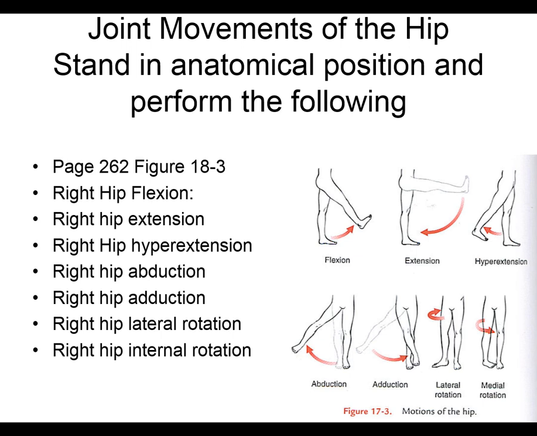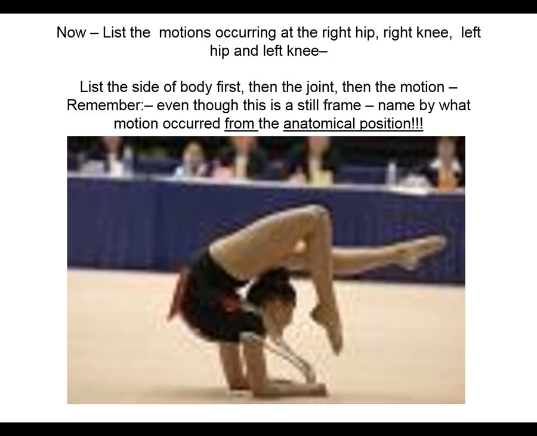Okay, so this picture is kind of blurry, but it gives you some details here on the positioning of this particular gymnast. What I would really encourage you guys to do, list the motions occurring at the right hip, right knee, left hip, and left knee. Make sure when you list these that you write down whether it's the left or the right, and write down which joint.